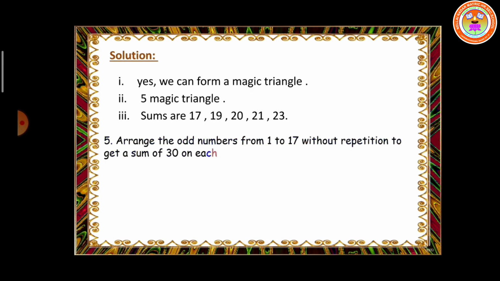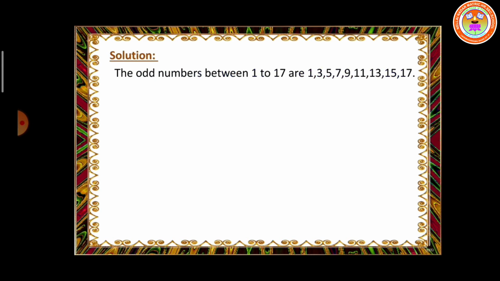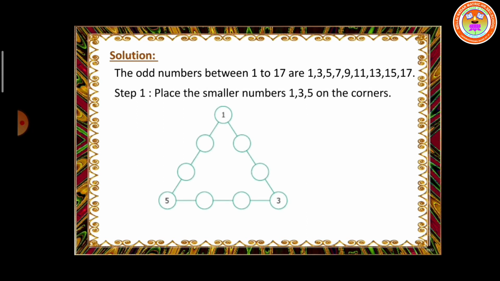Fifth one. Arrange the odd numbers from 1 to 17 without repetition to get a sum of 30 on each side of the magic triangle. This is the given magic triangle. Solution. The odd numbers between 1 to 17 are 1, 3, 5, 7, 9, 11, 13, 15, 17. First step, place the smaller numbers. What are the smaller numbers? 1, 3, 5 on the corners.